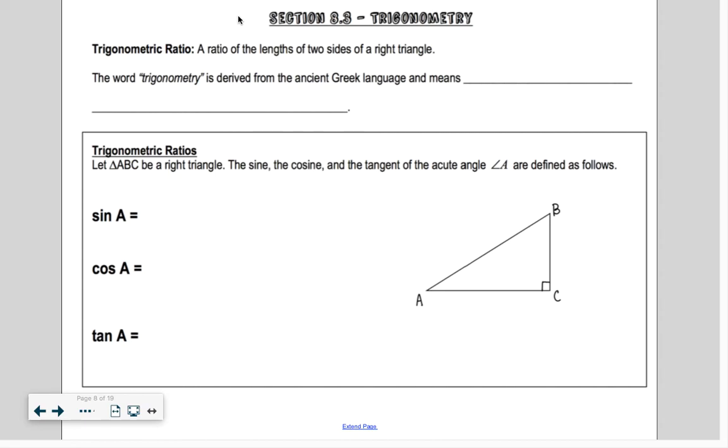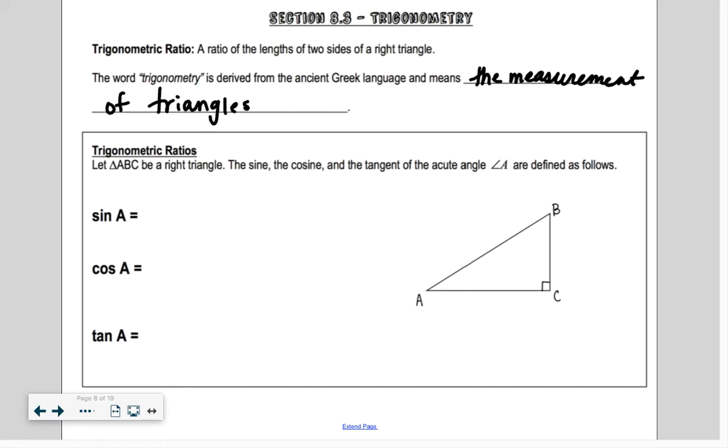And what about metry? Metry means measure, right? So it's the measurement of three-sided figures. So that's what it means. It's derived from the Greek language, and it means the measurement of, what do we call three-sided figures? Triangles. So that's what it means.